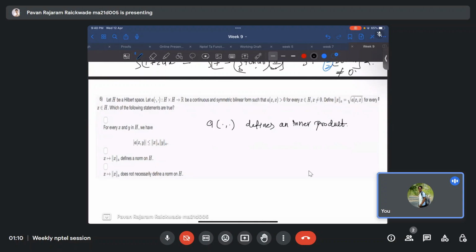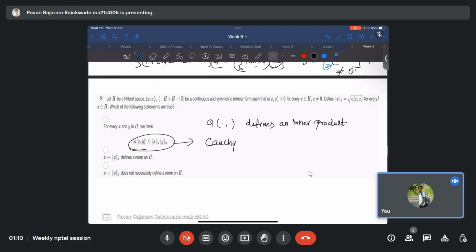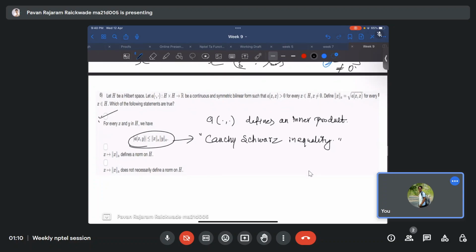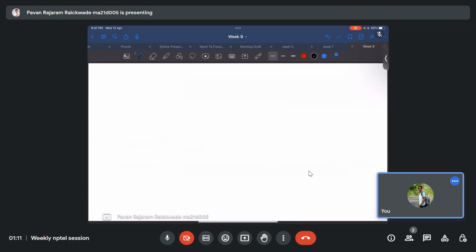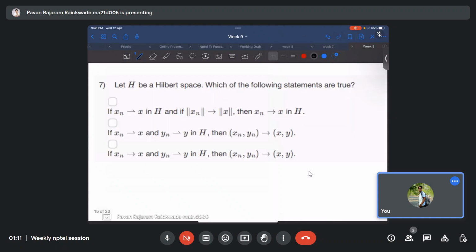So if it defines an inner product, then this quantity is just the Cauchy-Schwarz inequality. You can just see the proof of the Cauchy-Schwarz inequality. The proof runs along the exact same line, so it's an easy exercise. And the second thing is x goes to norm x, it defines a norm. Because this is an inner product, everything is well defined. No need to check. This defines a norm, and it works. The sixth was just a verification. You can just verify it.